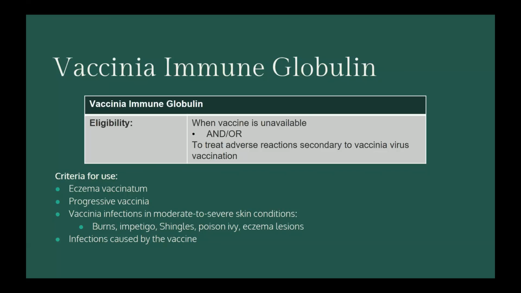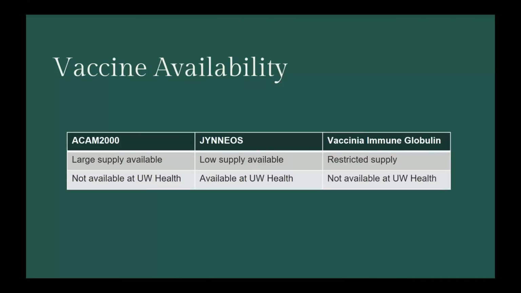So then what exactly does this mean? It's typically for someone who has had eczema vaccinatum, which is a painful rash, fever or facial edema, progressive vaccinia, which is painful or painless progressive necrosis and ulceration at the injection site from the vaccine, or vaccinia infections in moderate to severe skin conditions such as eczema, lesions, poison ivy, shingles, burns, and infections caused by the vaccine too.